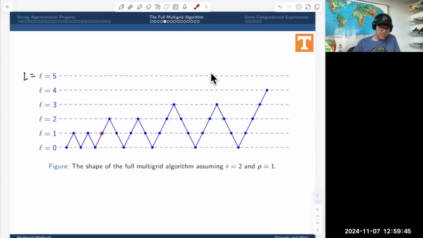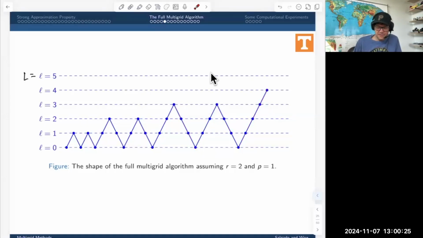This gives us an approximation at level 1, which we prolongate up to level 2. We use that as an initial guess to our multigrid algorithm, where we do 2 V cycles. We apply one V cycle, then a second V cycle, which gets us to here. We take that guess and push it up to the level 3 grid through prolongation, and then do 2 V cycles there, which gets us back up to level 3.